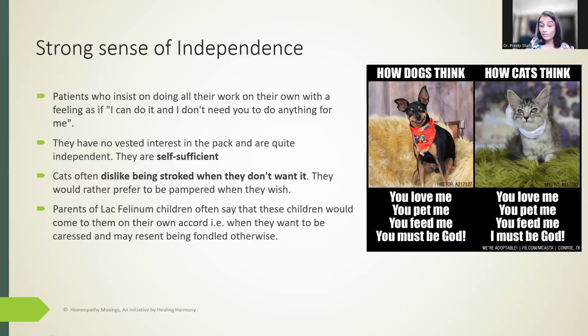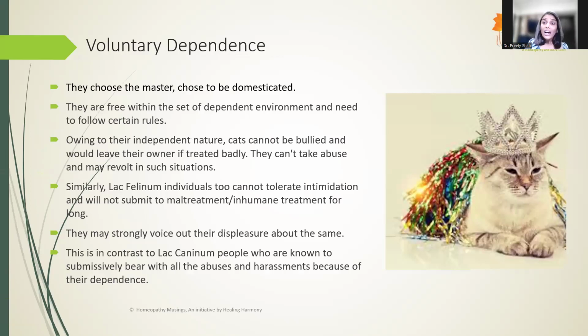Okay, so this is very, very important. Another aspect which has also come up very strongly in the proving is the voluntary dependence. There's a lot of literature that confirms the fact that cats, originally somewhere in Egypt or God knows where, are the ones who decided to get themselves domesticated. They are the early cat, the early Felis. They came closer to human settlements for their survival.